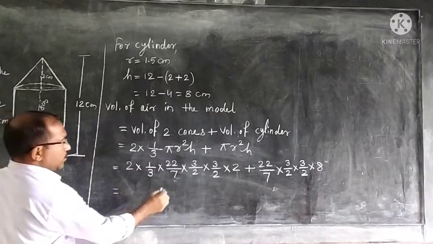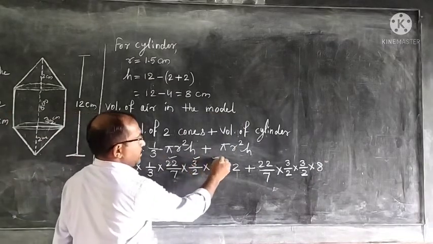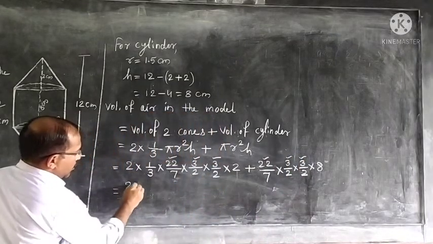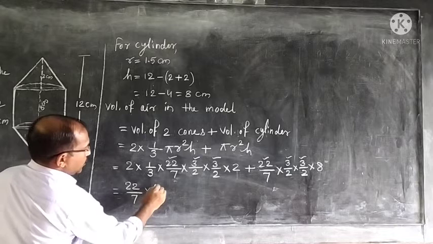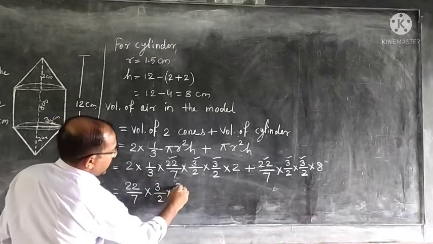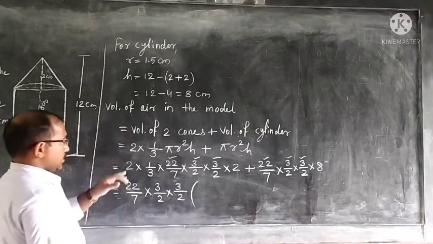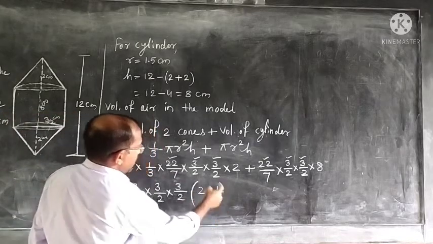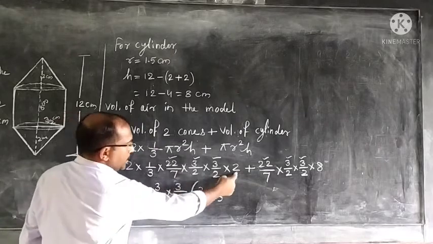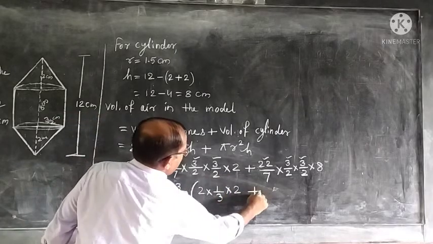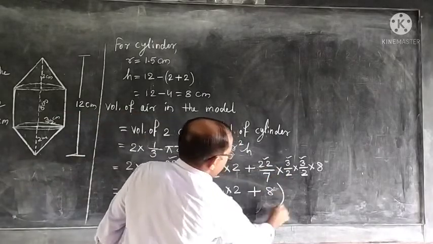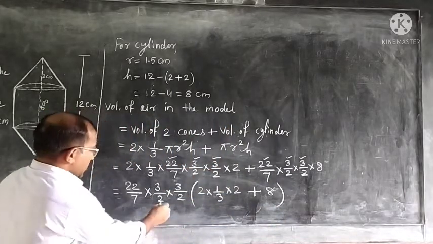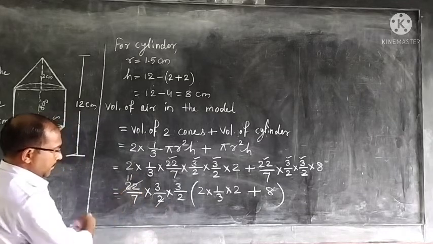Now, let us take common 22 by 7, 3 by 2, 3 by 2, here also 22 by 7, 3 by 2, 3 by 2. We take common 22 by 7 into 3 by 2 into 3 by 2. Now, what remains? 2 into 1 by 3, 2 into 1 by 3, these 3 already we have taken common. So, this 2 remains again, and for cylindrical portion 22 by 7, 3 by 2, 3 by 2 out, 8 remains. Here we can cut 2 11s are.